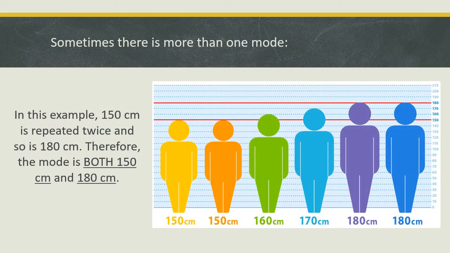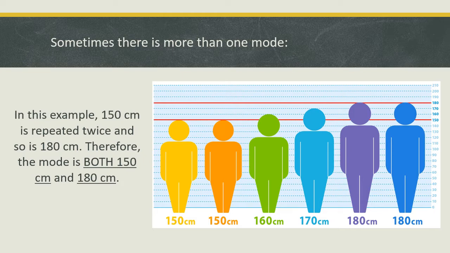And then sometimes there is more than one mode. Here we have an example of heights. And in this example, you see 150 centimeters repeated twice and 180 centimeters repeated twice. So both 150 centimeters and 180 centimeters are the modes. So you can have one mode, you can have no mode, and you can have more than one mode. You can have 2 or 3 modes.